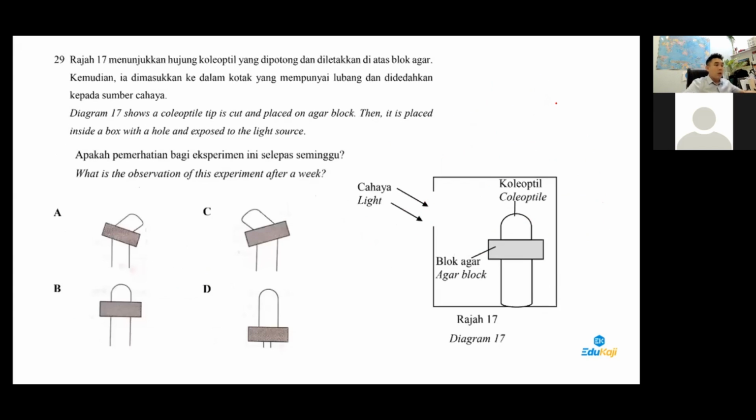Guys, 29 is Form 5. So if light comes from the left, it will bend to the left because auxin can diffuse past the agar block. Because the light is from the left, they will accumulate on the right. Right side elongates more, left side lesser. That's why it bends to the left. Guys, remember auxin doesn't like sunlight, so they move to the darker region, like Star Wars, move to the darker region. Okay, 29 answer C.